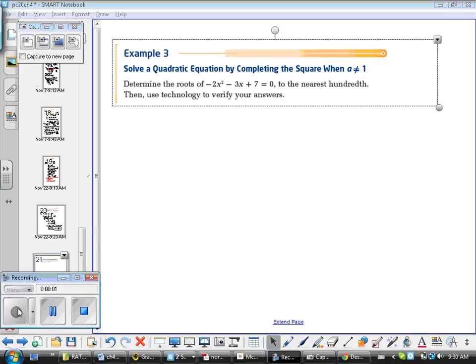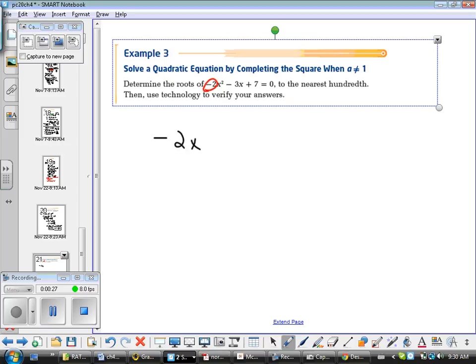Right, so we're going to solve this one by completing the square, and it says when a does not equal 1. That basically just means we have a number in front of the x squared that we're going to have to worry about. I think we're pretty good at that, so we don't have to worry too much. In this case, though, we're not just going to take it out. We're going to actually end up with some fractions, but that's okay. So let's take a look.